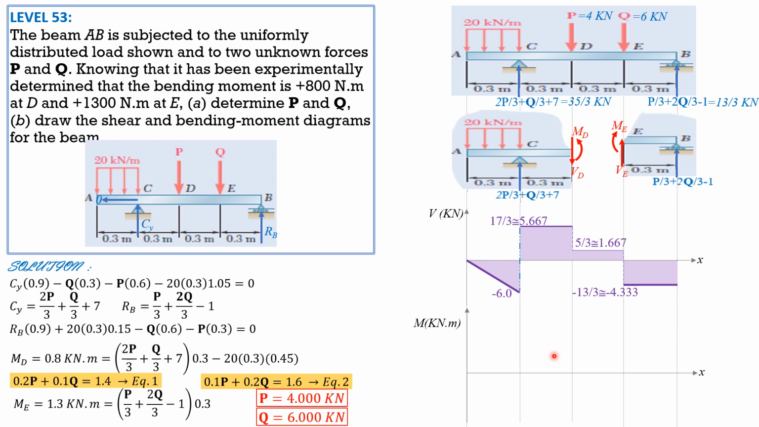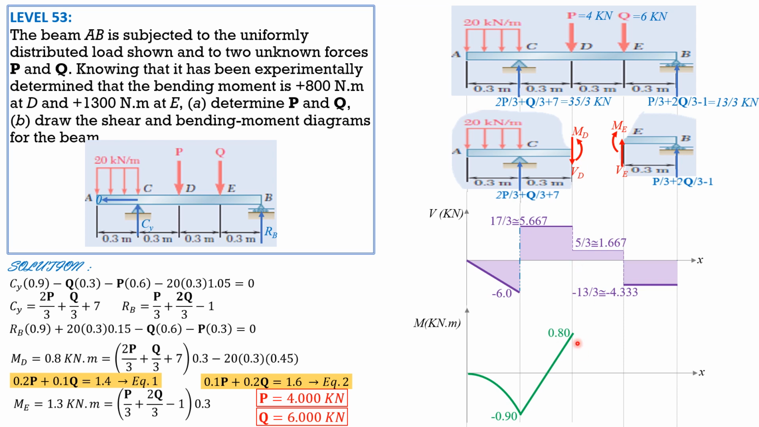Then for the moment diagram, beginning with A, which is 0, then this is 0 slope to negative 6 slope, so concave down. The area is 1/2 of 0.3 times negative 6, so it is equal to negative 0.9. Then plus this area here, which is constant slope, constant shear ordinate, so it's just a line, plus 17 over 3 times 0.3, negative 0.9 plus 17 over 3 times 0.3, and that is equal to 0.8.